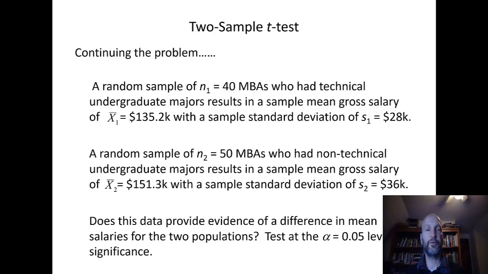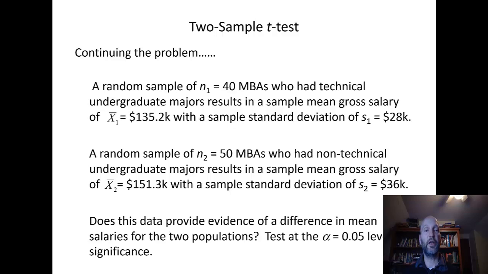We've got two samples. One is for MBAs with a technical background, with a sample average of 135.2 and a sample standard deviation of $28,000. Again, this is 15 years out from graduation. The second sample comes from MBAs with non-technical backgrounds, and they have a sample mean of 151.3 with a sample standard deviation of $36,000. So the question we have is whether this data provides evidence that there really is a difference in the mean.